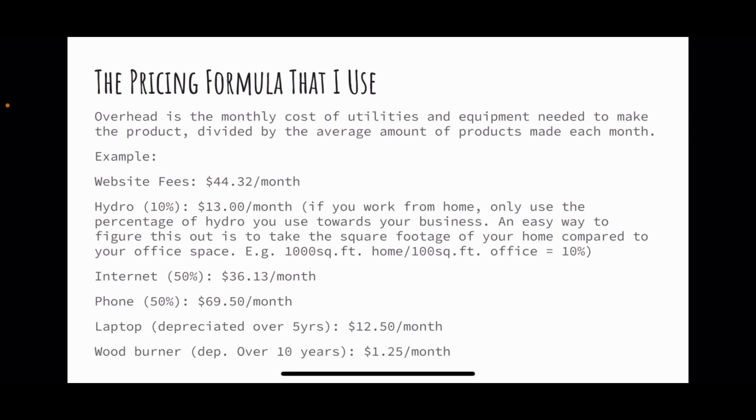So website fees are pretty basic. Obviously, you just put in the monthly cost to that. Something like hydro is a little bit more complicated because especially if you work out of your home, you can't use your entire hydro bill as part of your overhead. You can only use what applies to your business. So how I like to do this is I take the square footage of my home. So say my house is 1,000 square feet, divide that by my office space, which say for this example is 100 square feet. That's 10%. So I use 10% approximately of hydro towards my business.